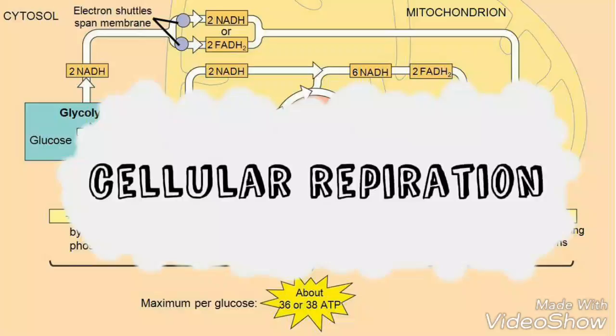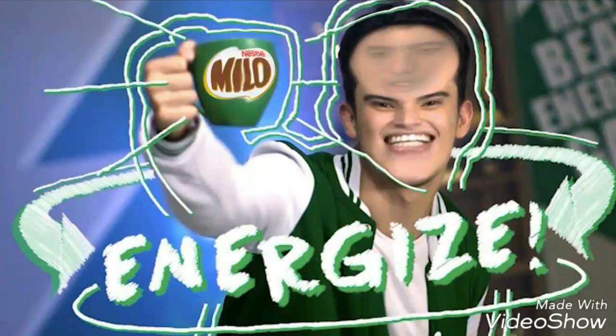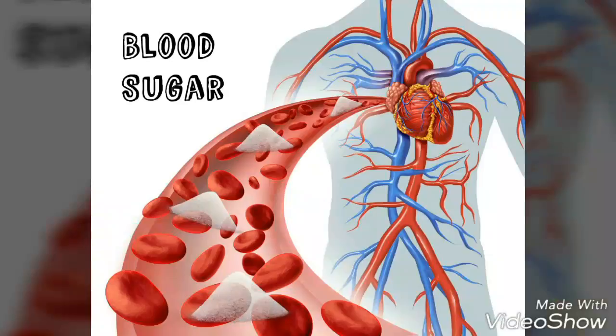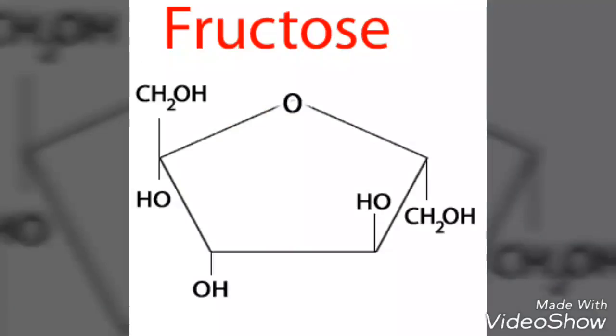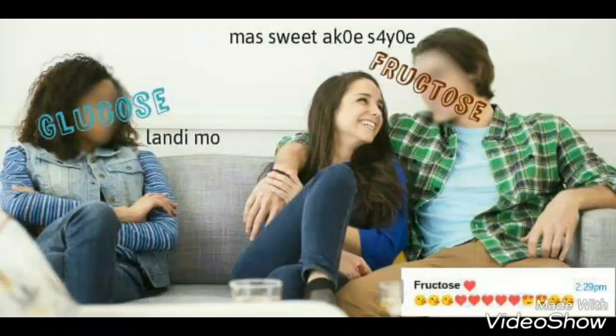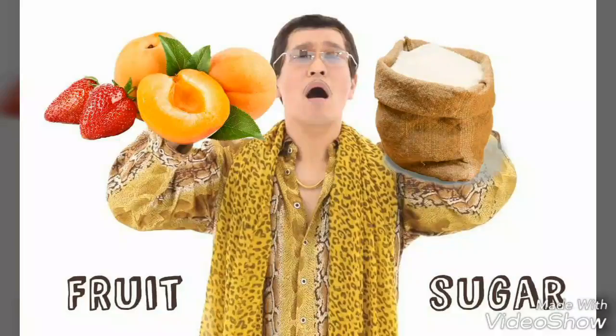It is a starting material for cellular respiration and the primary source of energy for metabolic activities in cells. It is otherwise called blood sugar. Fructose, on the other hand, is found in fruits and is twice as sweet as glucose. That is why it is often called fruit sugar.